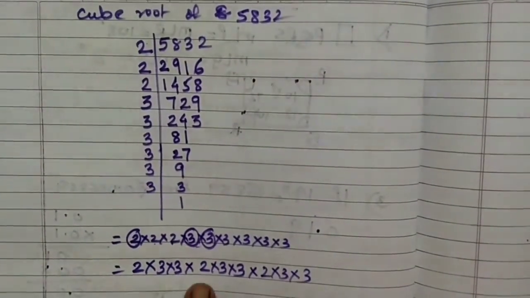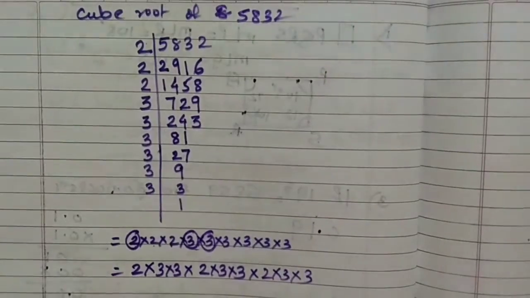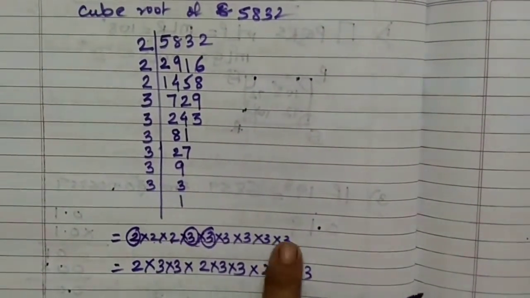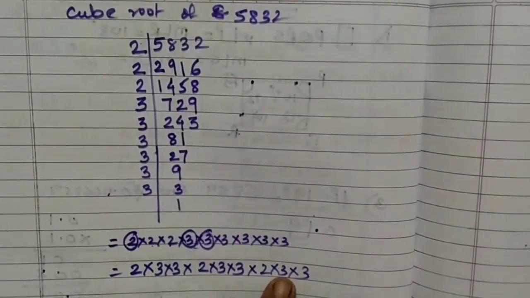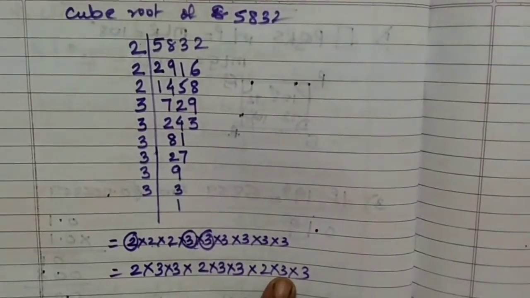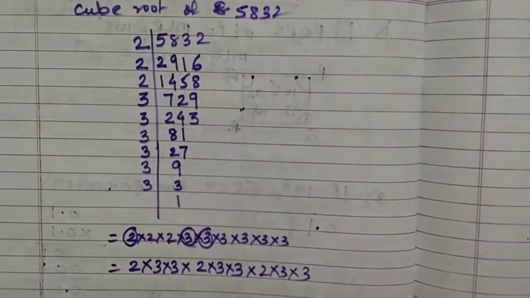See, there are 3 2's and there are 6 3's. So we form 3 different groups. Why? Because we want to find a cube root. If it was square root, we would have found only 2 groups. Understood? Because it is a cube root, we make 3 equal groups.